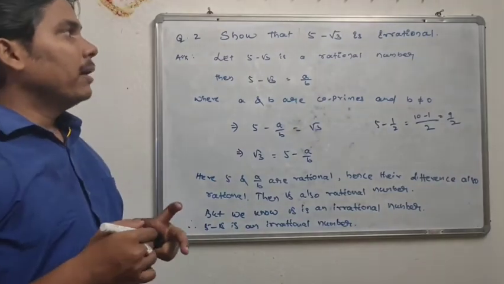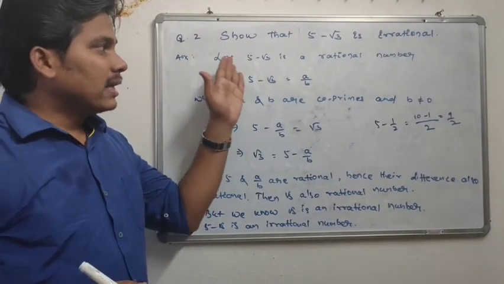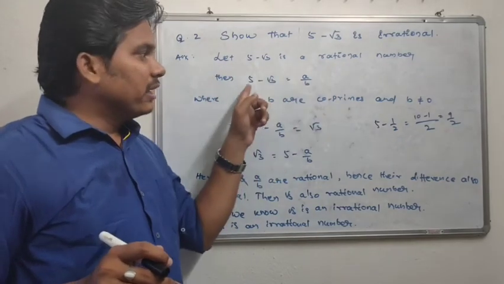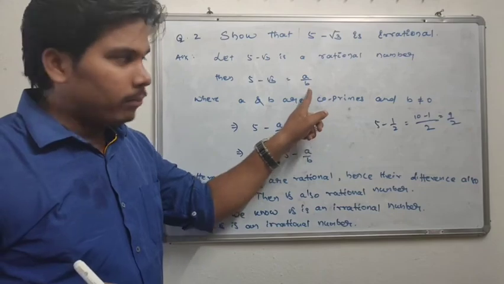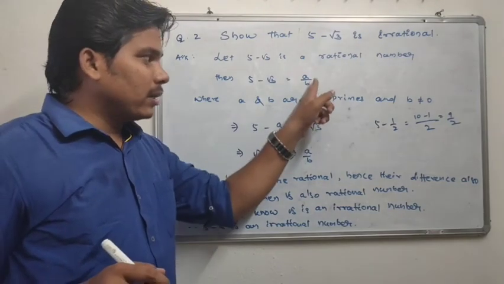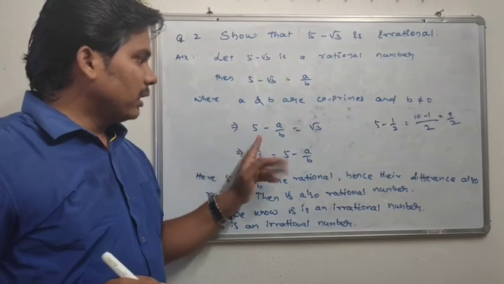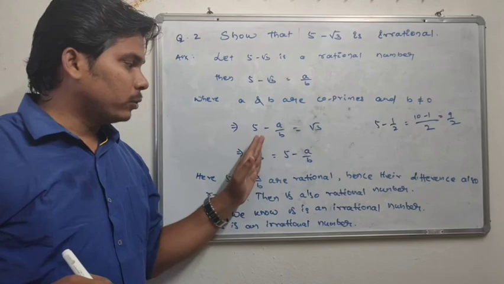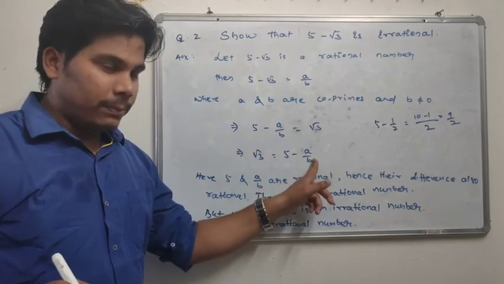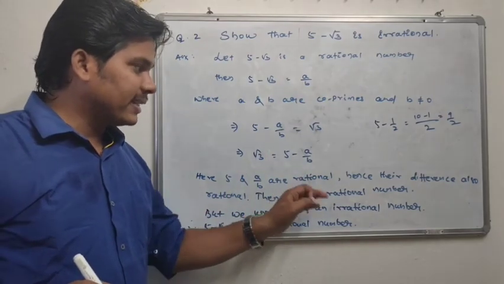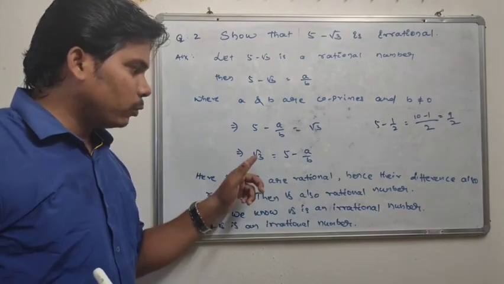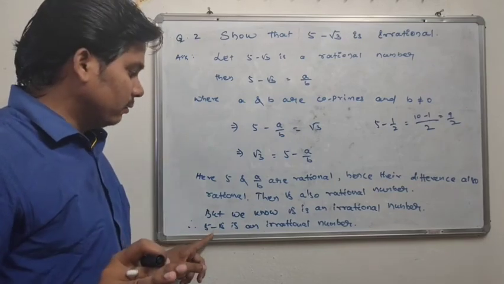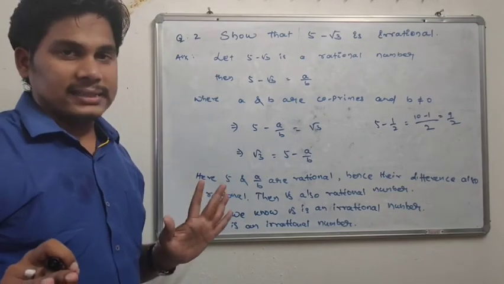Understand what I told you? Here, let's see what I did. I used the same contradiction method, where I took 5 minus root 3 as a rational number. If it is a rational number, it can be represented in the p by q form. As a and b are co-prime numbers and b is not equal to 0, I took minus a by b to the left side. Then root 3 equals 5 minus a by b. As 5 and a by b are rational numbers, the difference is also a rational number. But we know root 3 is an irrational number. An irrational number equal to a rational number will never happen. Hence, 5 minus root 3 is an irrational number.